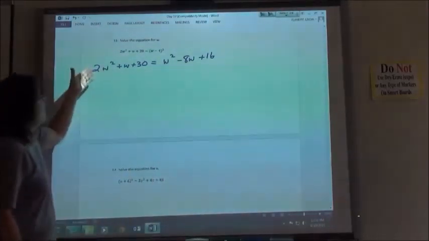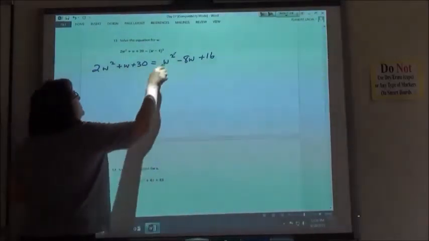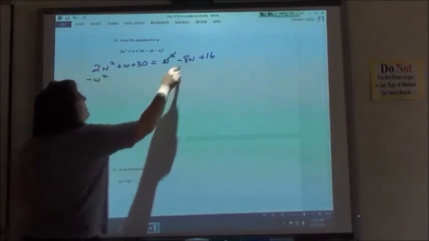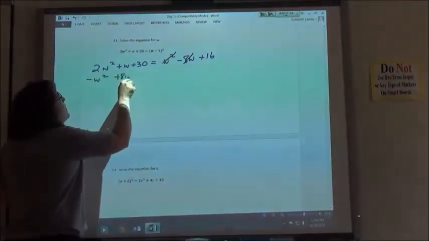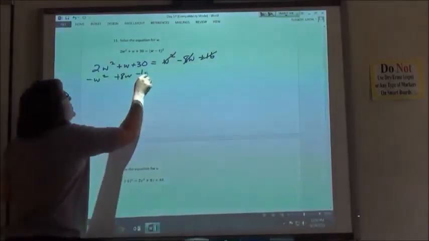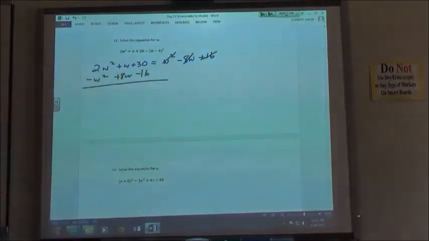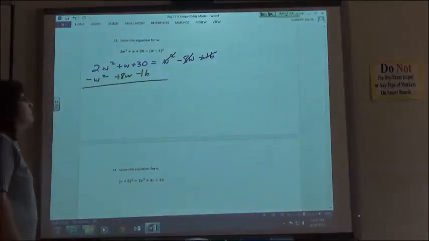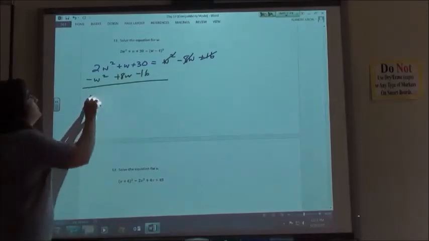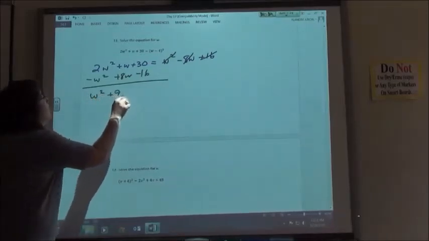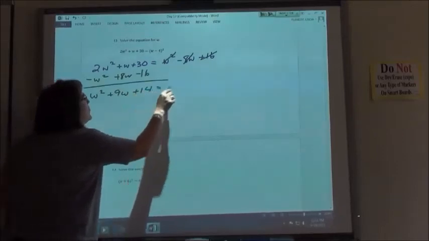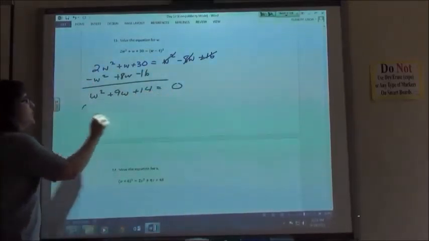So again, we want to move everything over here, so we're going to subtract our w squared, add our 8w, and subtract our 16. So what are we going to get? W squared plus 9w plus 14.